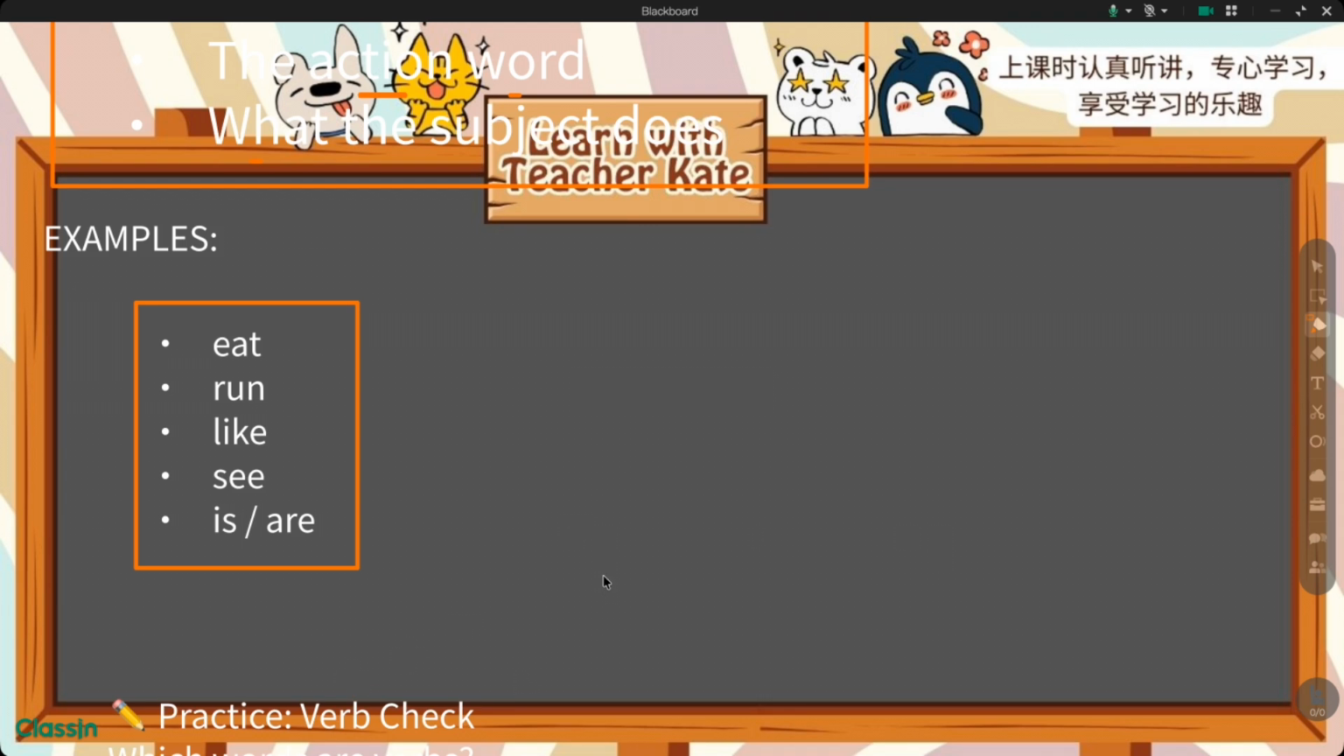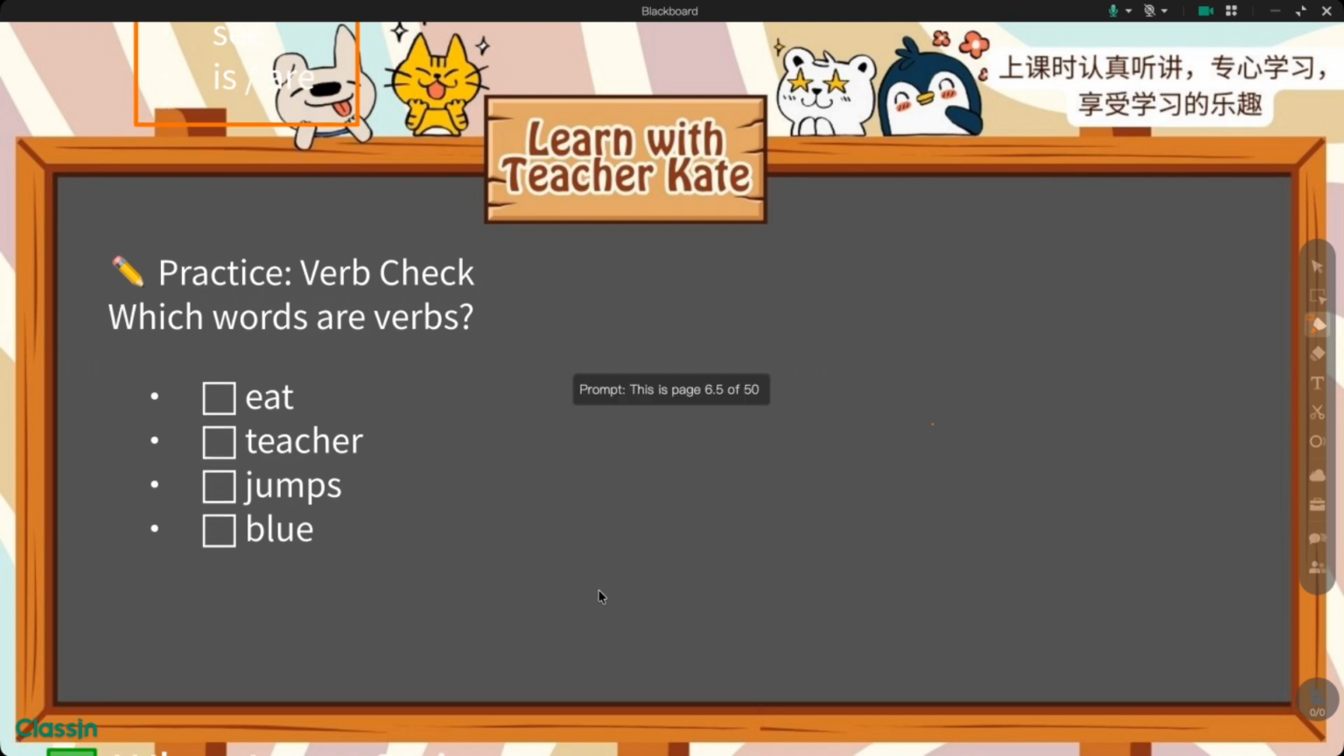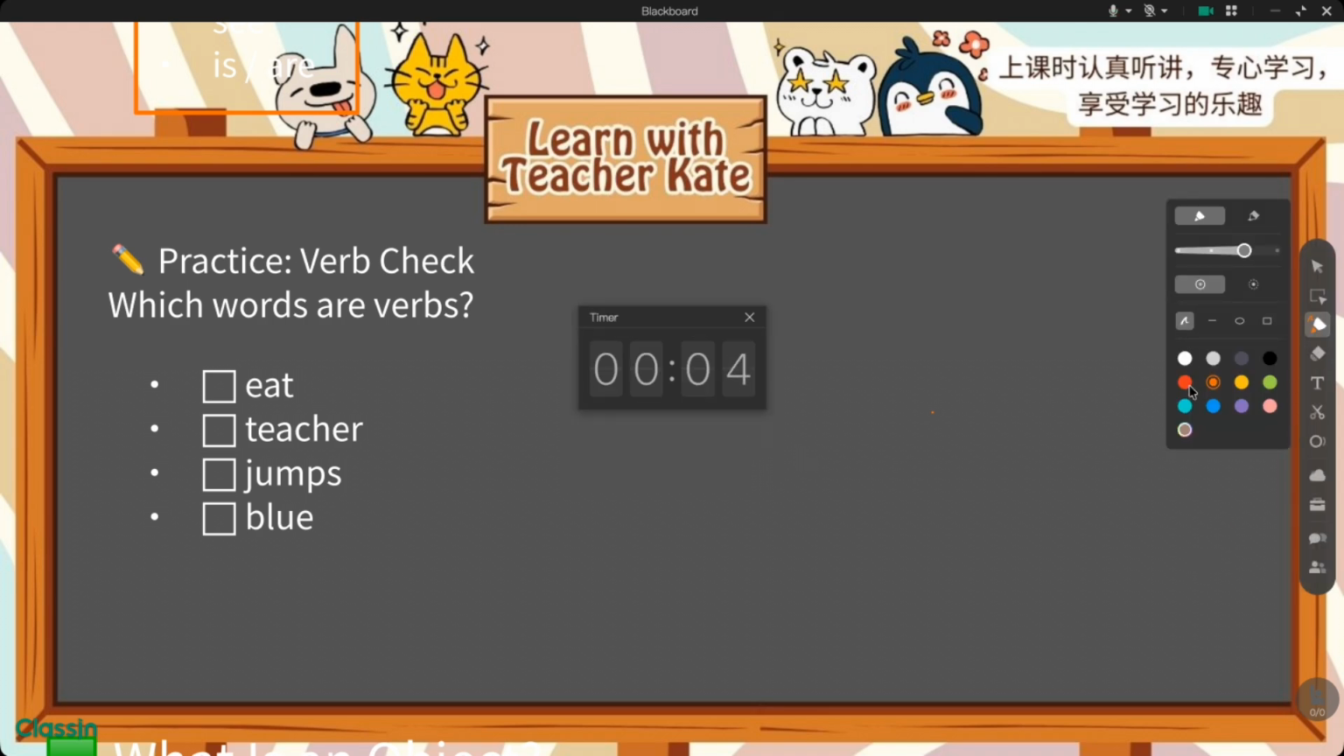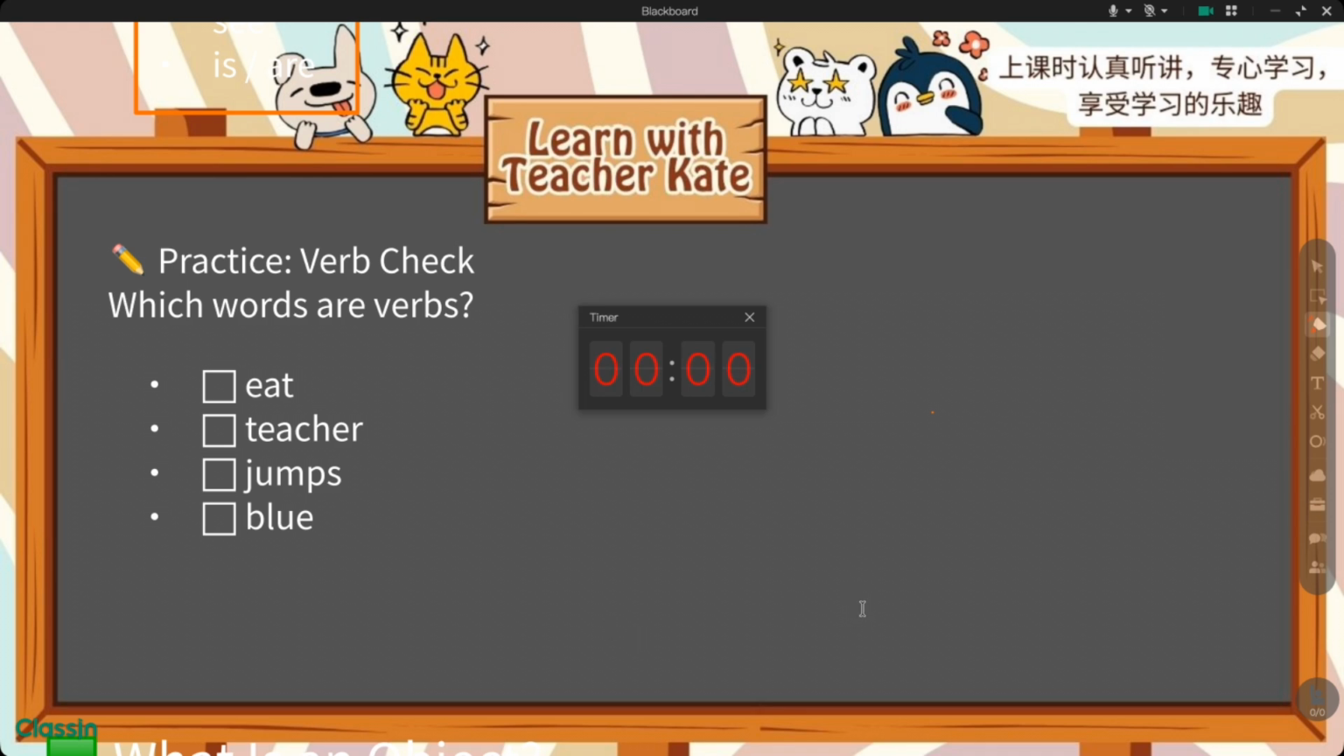Let's have a quick practice. Which words are verbs? I'll give you 5 seconds. The correct answers are eat and jumps. Did you get them right? Great job.